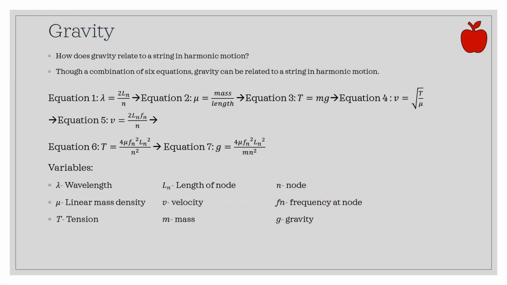So how does gravity relate to a string in harmonic motion? Through a combination of 6 equations, gravity can be related to a string. The first equation has to do with wavelength. The second one is linear mass density, which applies to the string. The third one is just the equation for tension. Equation 4 is the velocity of a wave traveling through a medium. Equation 5 relates the velocity to frequency. Equation 6 brings back all of the previous equations and relates it to tension. And then equation 7 isolates gravity.